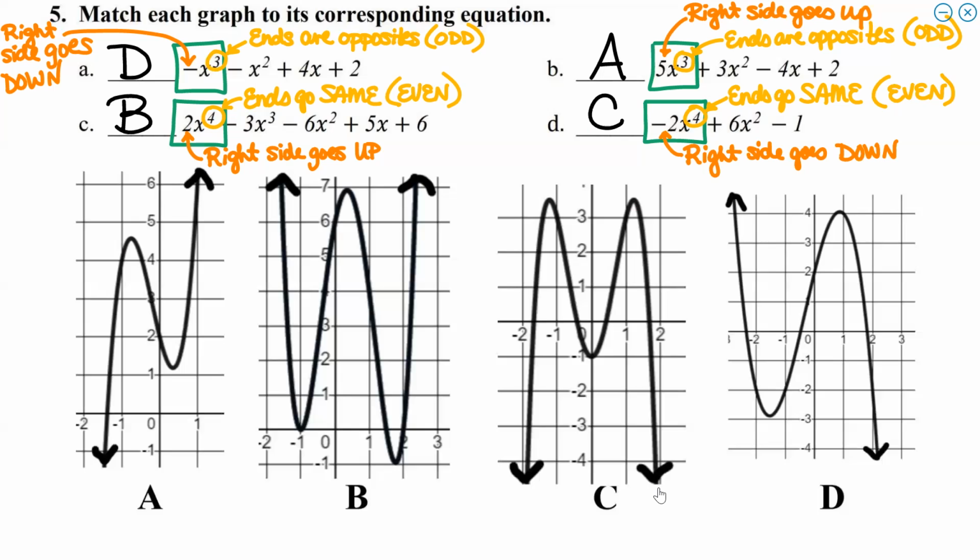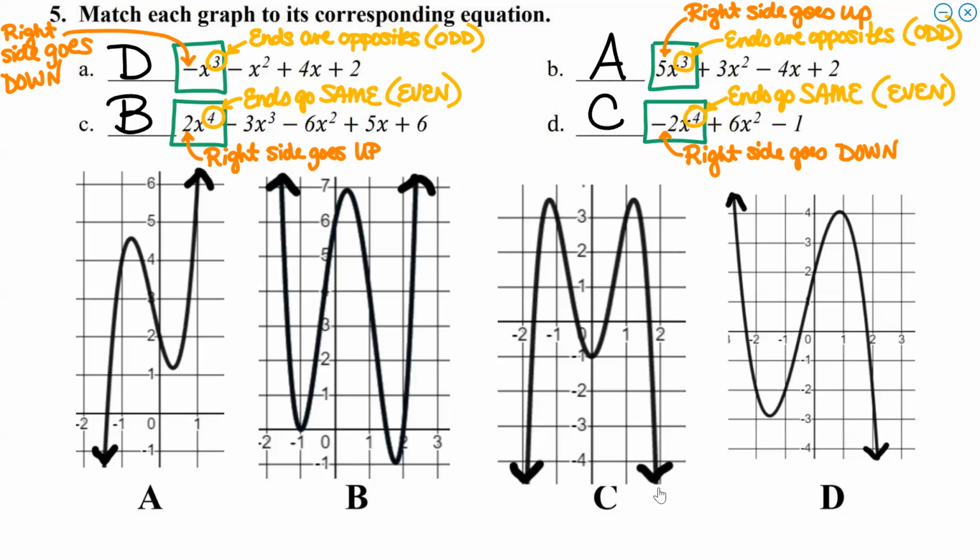The exponent tells you about the ends, whether it's same or opposite. The leading coefficient only tells you about the right side. Guys, please, please, please do whatever it is that you need to do to remember that that leading coefficient will never give you information about the other side. Always right. Always the right side.